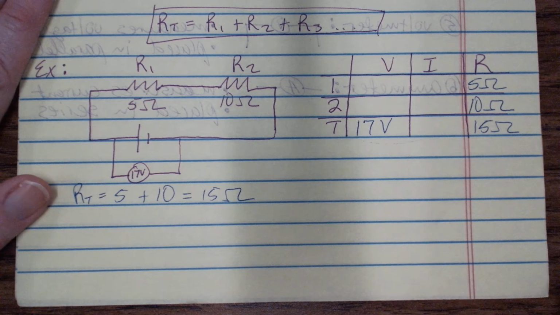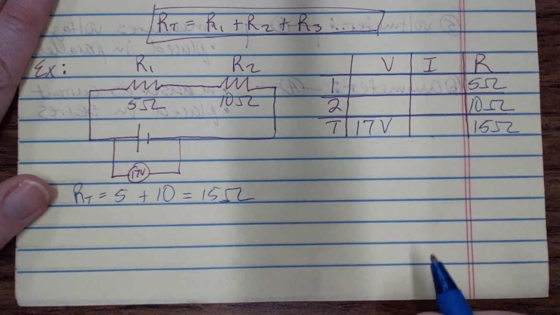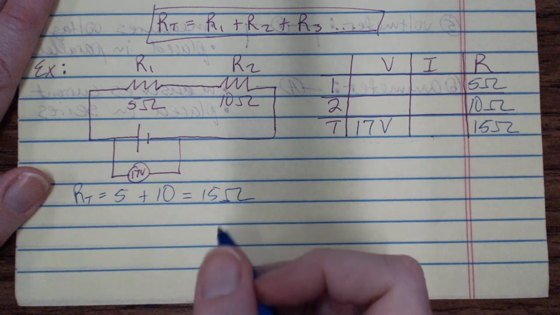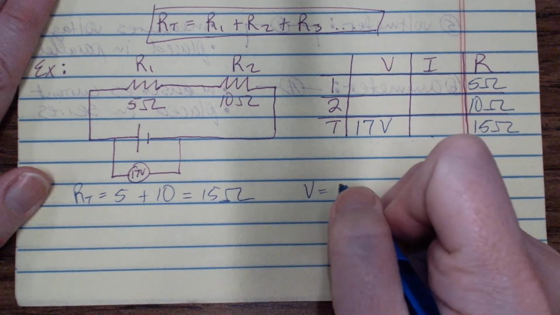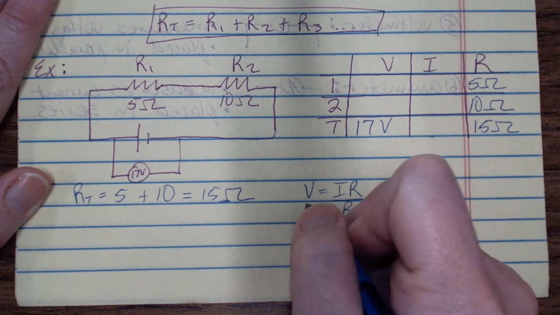Then I can use Ohm's law to find the total current on the battery, okay? So I know that V equals IR, so if I'm looking for I, I would just divide both sides by R.